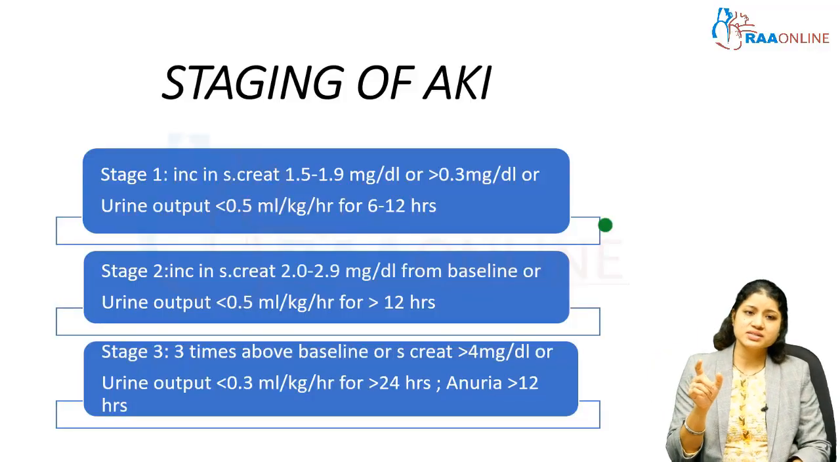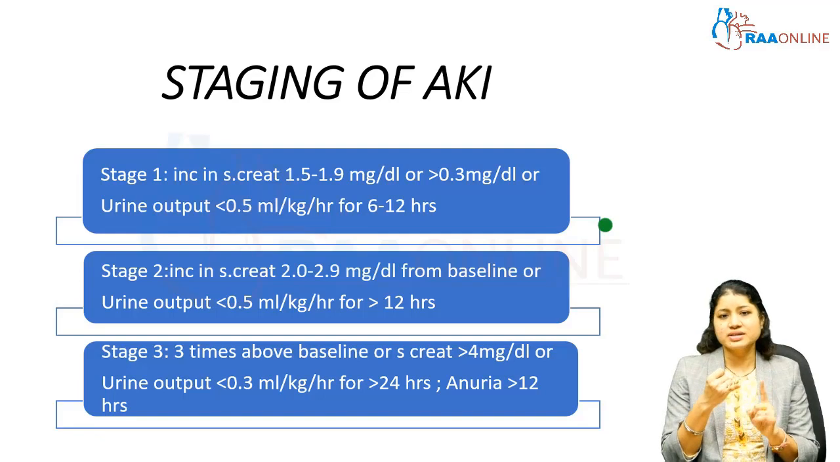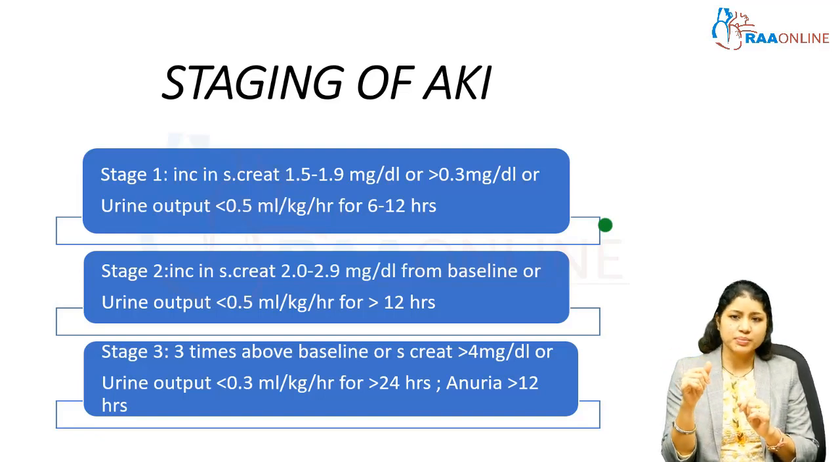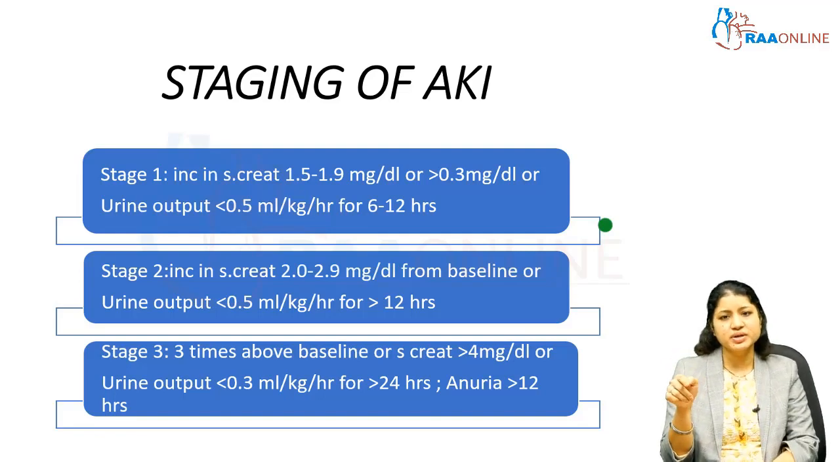So how do you stage this AKI? Stage 1, stage 2, stage 3. Stage 1: an increase in serum creatinine, as we discussed, of 0.3 milligram per dL in the past 48 hours, or an increase in serum creatinine to 1.5 to 1.9 milligram per dL, or a drop in urine output to less than 0.5 ml per kg per hour for 6 to 12 hours.